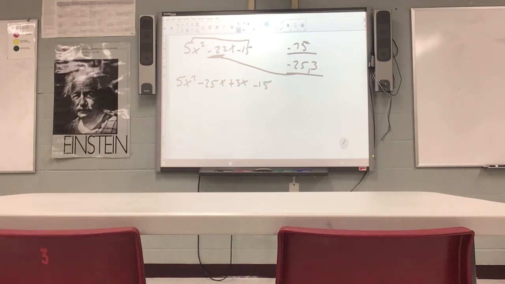Set up my 2 by 2 groups. GCF of the first group would be 5x, leaves me with an x minus 5. GCF of the second group is just a 3, which leaves me with an x minus 5. What you had twice, what you took out. And that's all she wrote there.